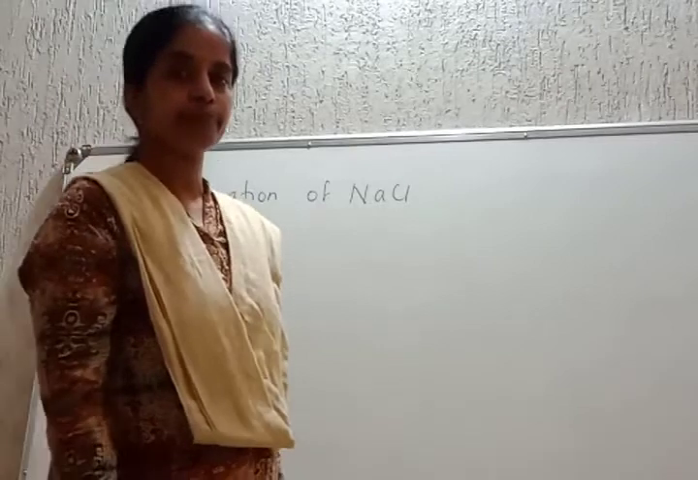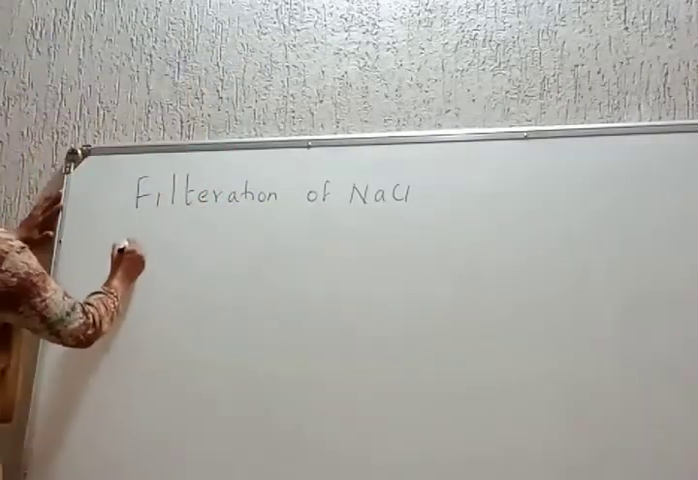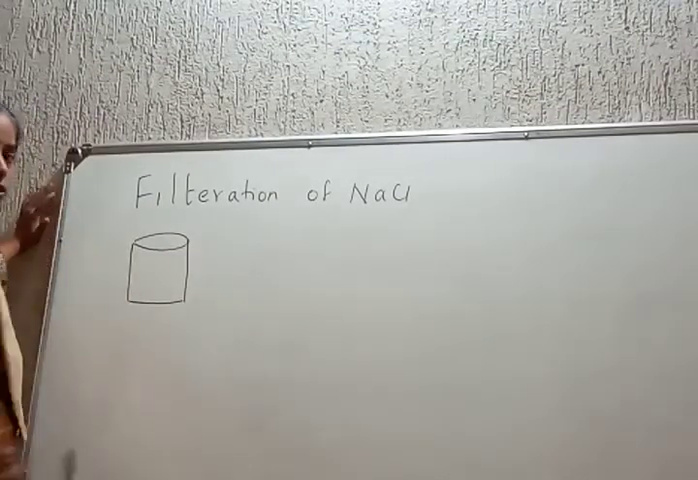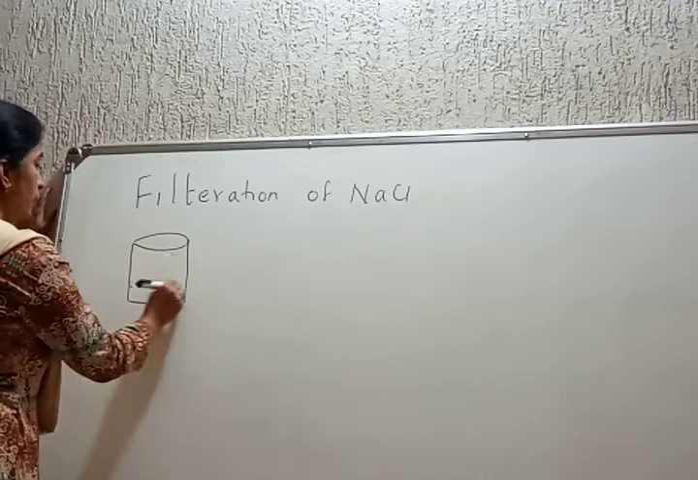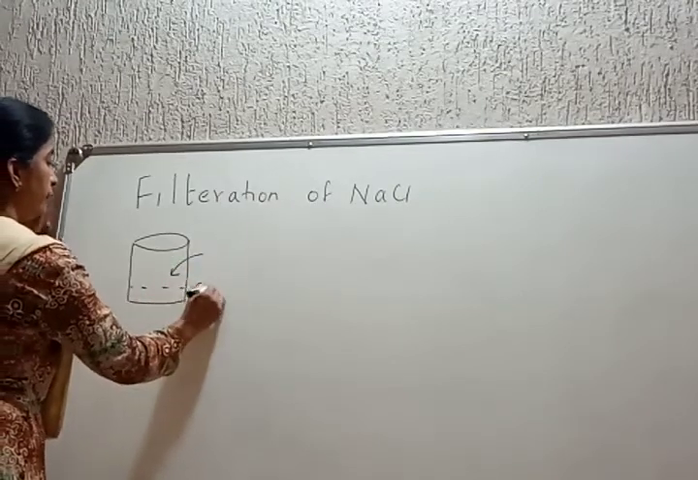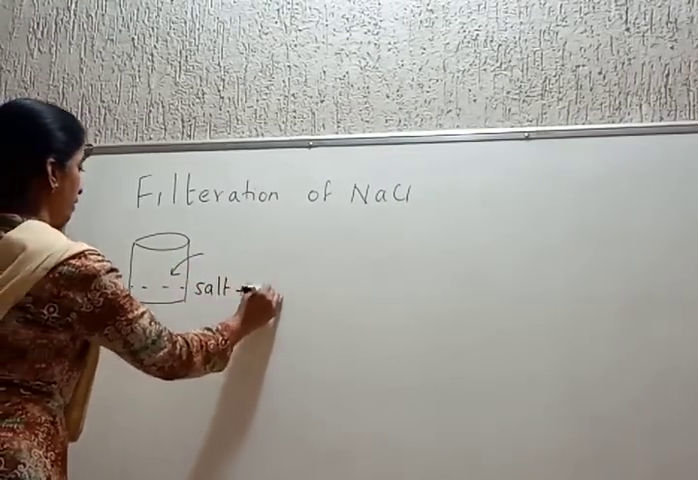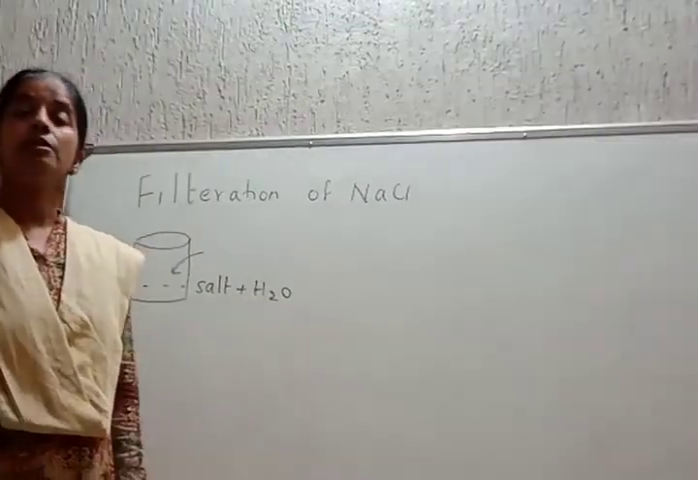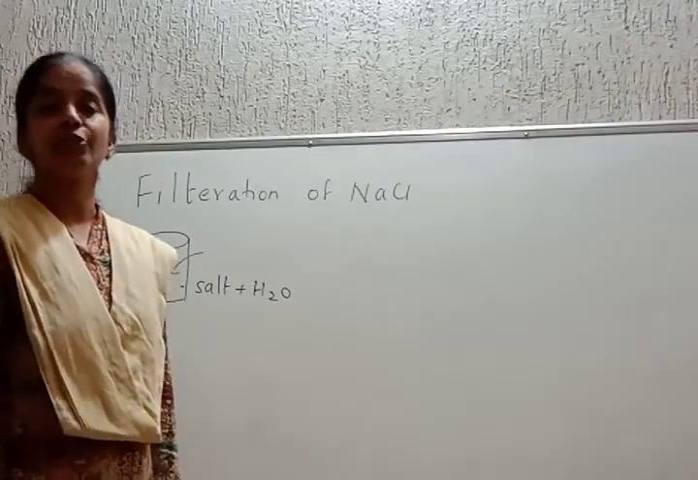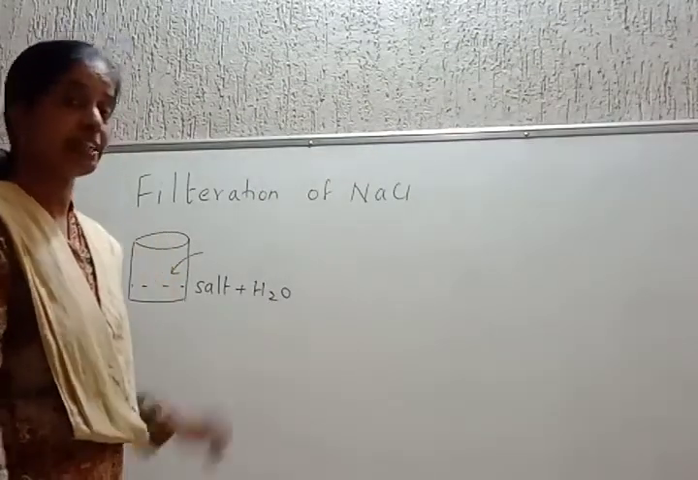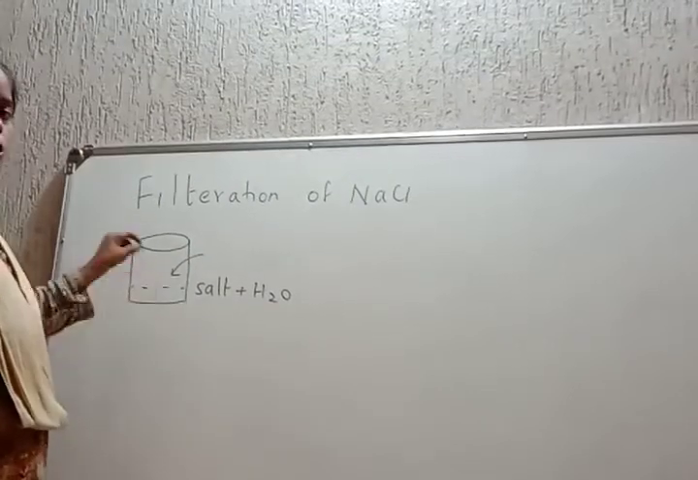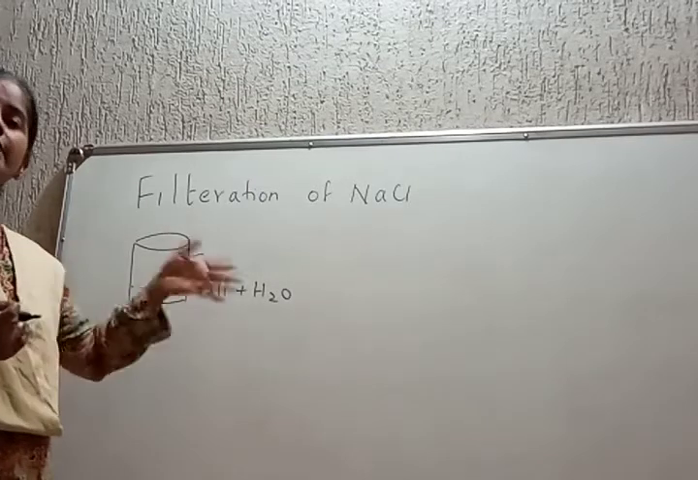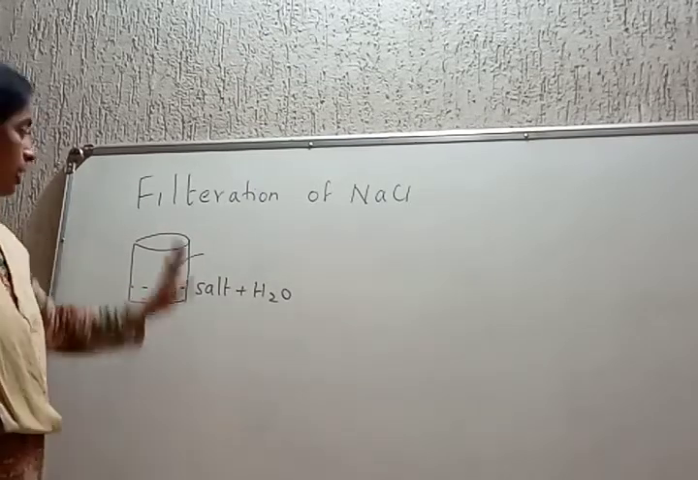You take salt, you take water in a beaker, you add salt to it and you stir it with a glass rod till the water becomes saturated with salt. Saturated meaning what? If I go on adding salt, initially all the salt gets dissolved in water and after some time the salt will remain as it is. That is called saturation. You have prepared this.